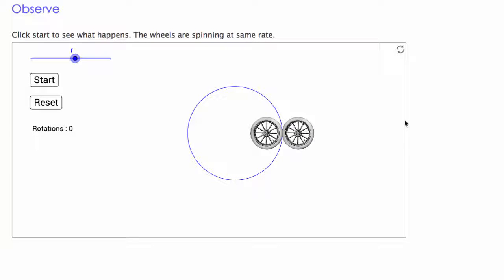Okay, so we've got this problem here where there are these two wheels and they're going to turn and roll around this circle over here. And there's sort of this intuitive thought that, let's say, they're going to be rolling at the same rate, so their rate of rotation is the same.